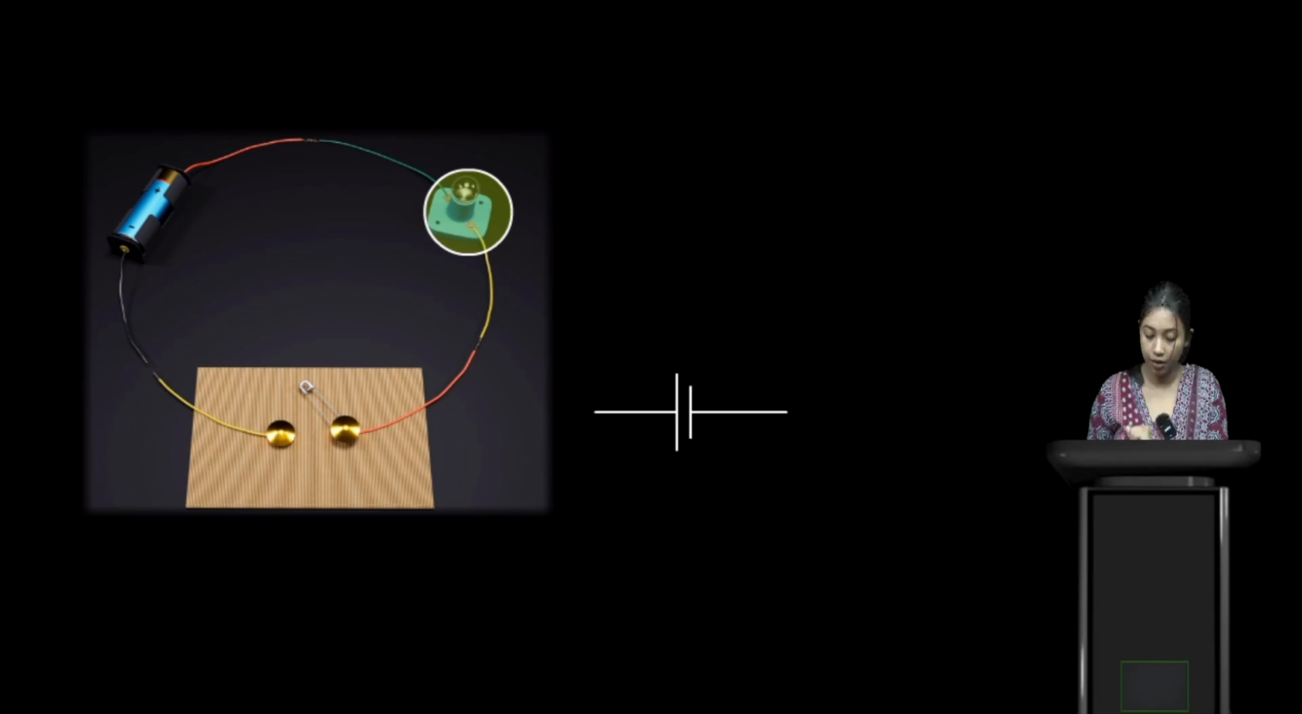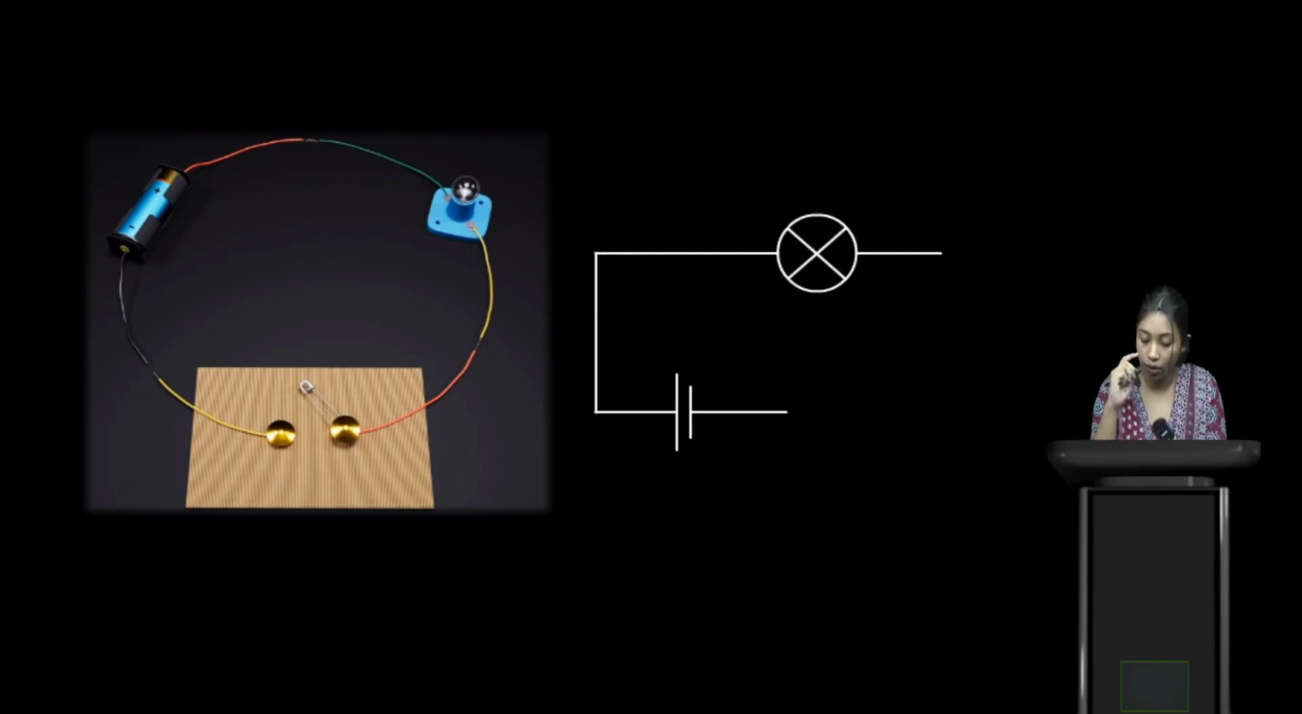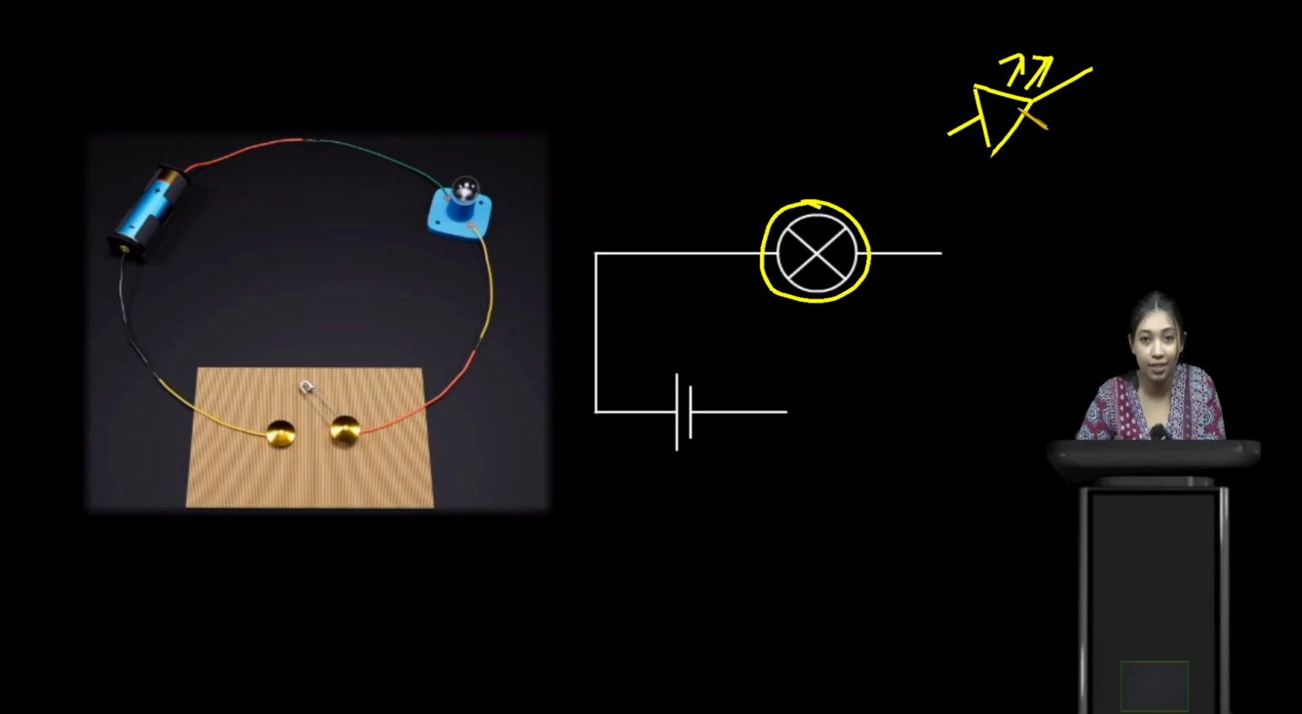After that, here the bulb is highlighted. Now don't ask why this bulb is like this and not like that, because it's not glowing. It's a normal bulb that is not glowing, and this particular portion is the LED when it's glowing. These two arrows denote that light is being emitted from the bulb.